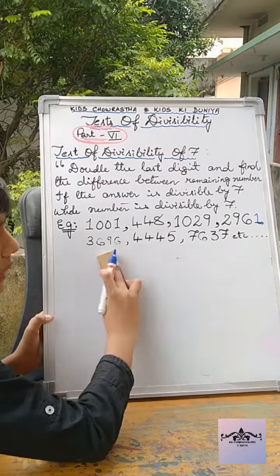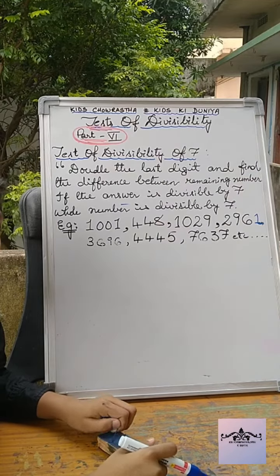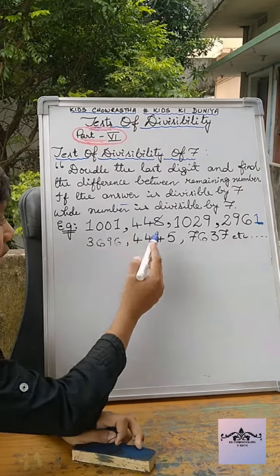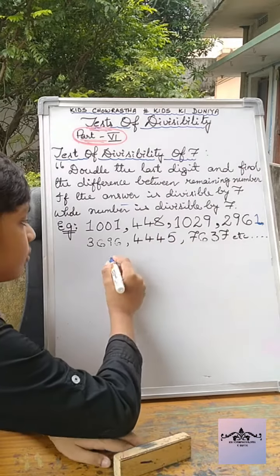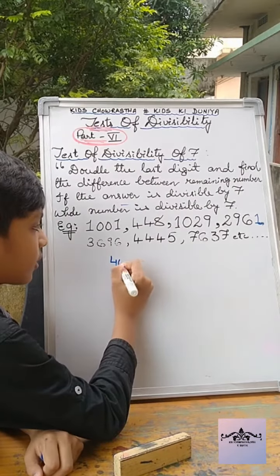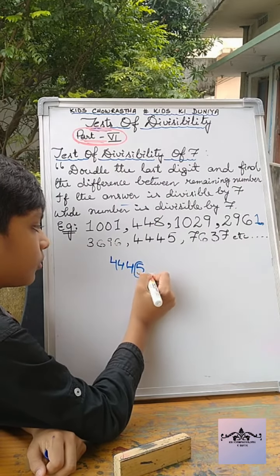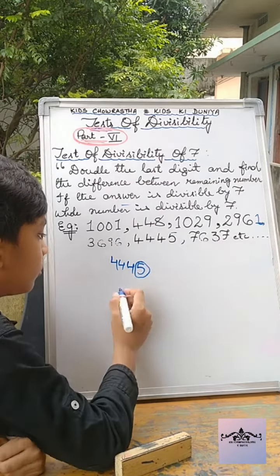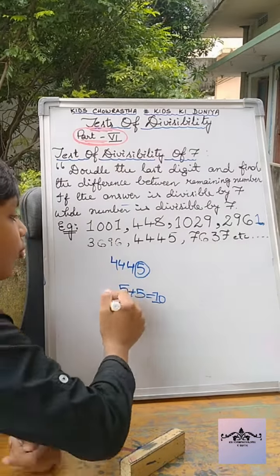Now let's speed up. Our video is going to complete. I think it'll take some 12 minutes or 30 minutes, the video. So here 4445. Last digit 5. Let's take it. This 5, 10. 10 minus 4, 434.